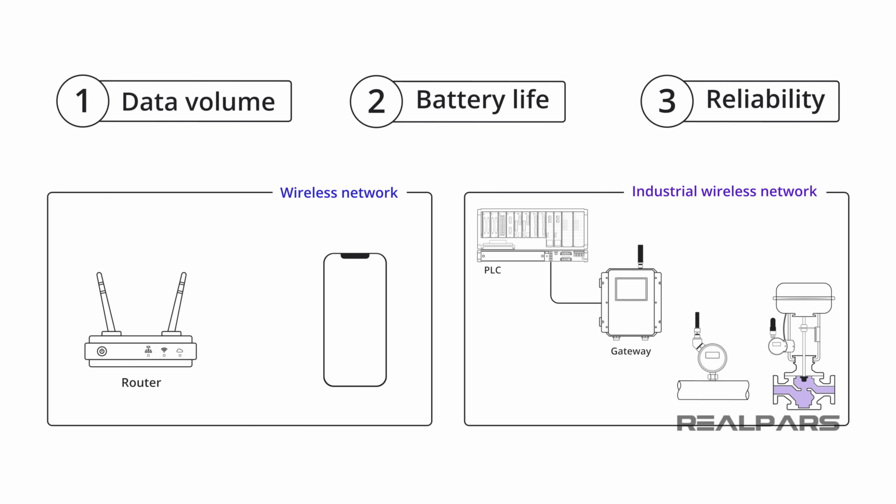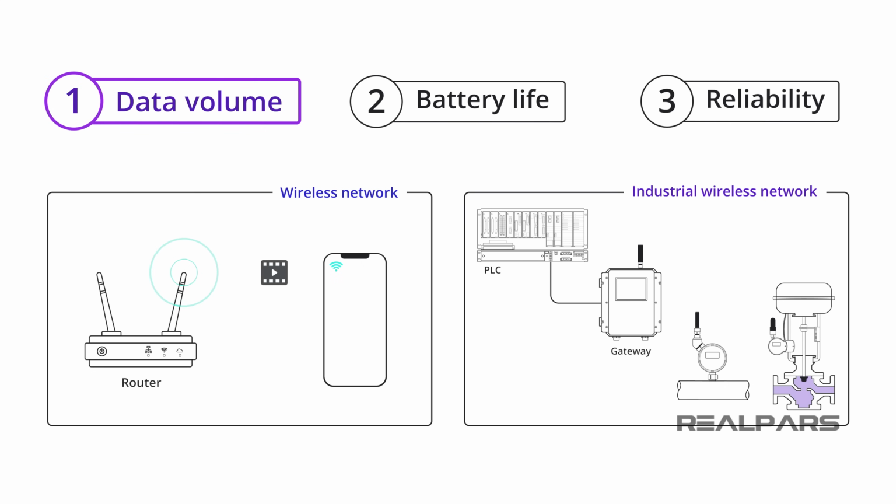To recap, there are three main differences between a typical wireless network, such as Wi-Fi, and an industrial wireless network, such as IIoT. In a typical wireless network, we usually send and receive large amounts of data, such as video files, images, and web pages. However, in an industrial wireless network, such as IIoT, we usually send and receive small amounts of data, like the gas pressure or liquid level, in an industrial process.